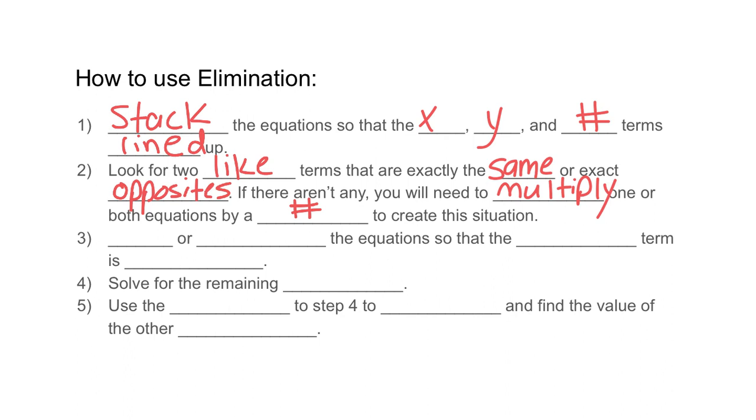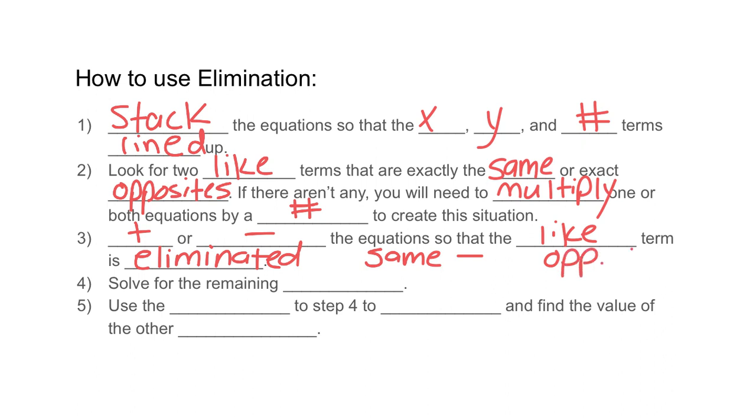Once you get things that are exactly the same or exact opposites, then you're either going to add or subtract the equations so the like term is eliminated or canceled. So here's what we do. Adding two things that are the same, like adding a 5x with a 5x, would turn into a 10x. But subtracting a 5x and a 5x will become 0x. So when they're the same, we subtract. When they're opposites, we're going to add.